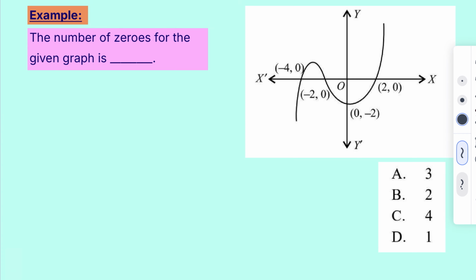Next one is the number of zeros of the given graph. That means we have to check how many times the graph cuts the x-axis. Here this is the first intersection point, second, this is third. That means the number of zeros for the given graph is 3.